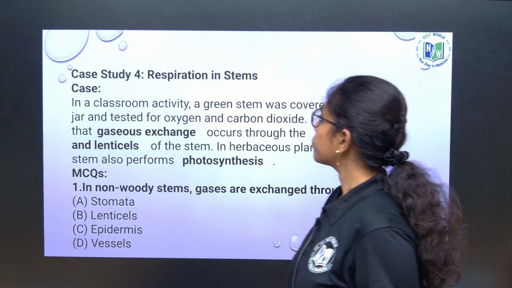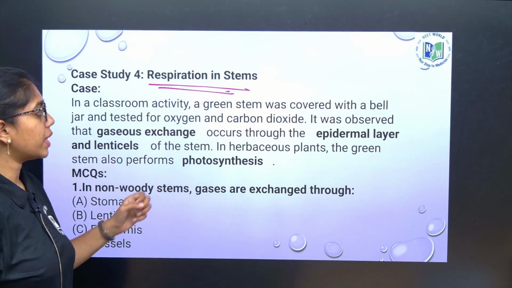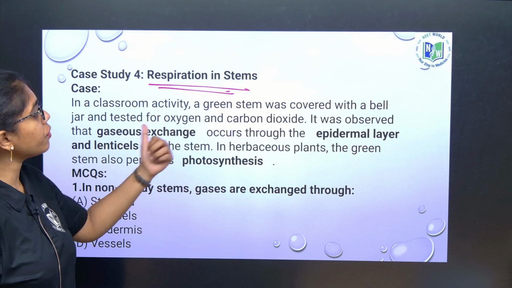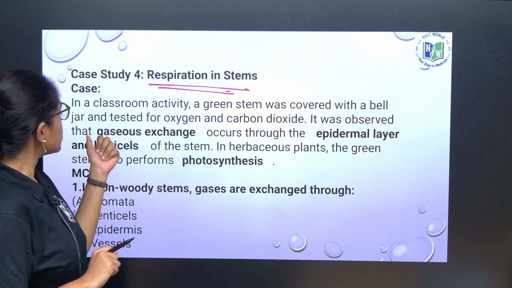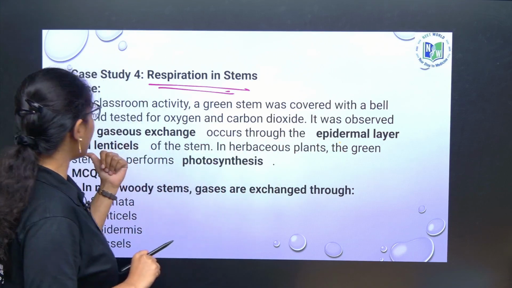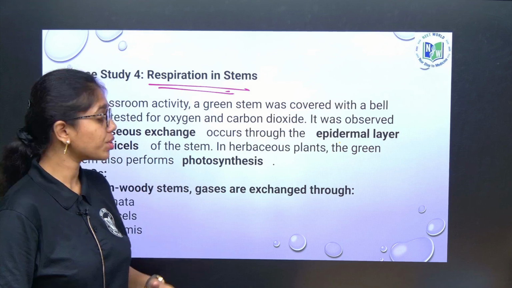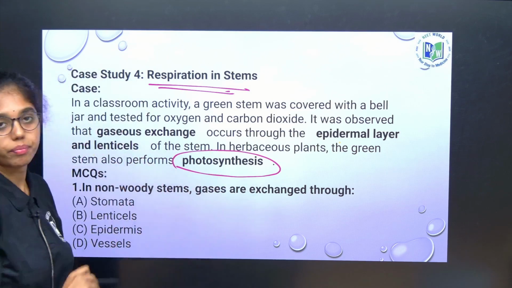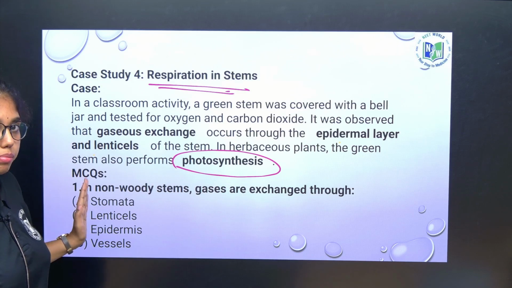Now, case study 4, that is respiration in stem. In a classroom activity, a green stem was covered with a bell jar and tested for oxygen and carbon dioxide. It was observed that gaseous exchange occurs through the epidermal layer and lenticels of the stem. In herbaceous plants, the green stem also performs photosynthesis. This is all about the case study. Let us look into the MCQs.